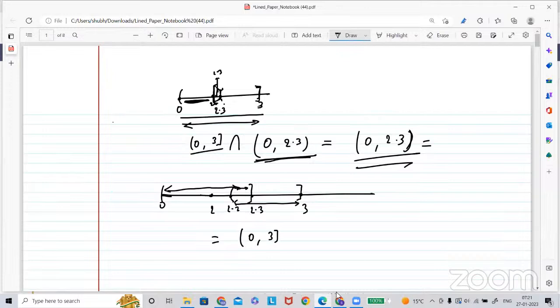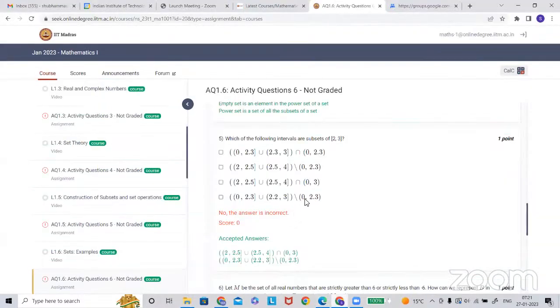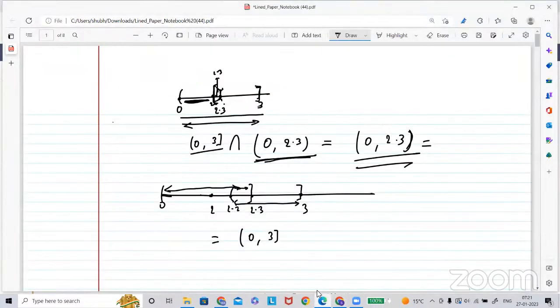Now you are taking the set subtraction here. You are subtracting this portion, 0 to 2.3. So let me remove it. Now you are removing open 0 to open 2.3, right? So this portion you already got till here, this much. Now from this bigger set, you are removing this portion.